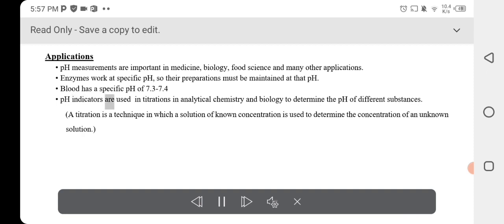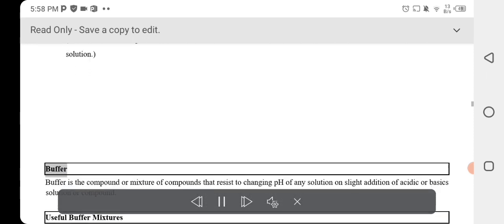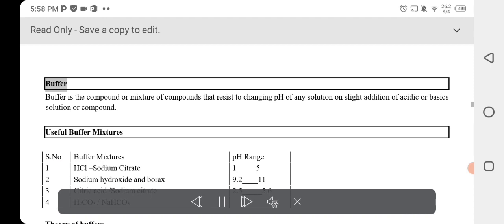pH indicators are used in titrations in analytical chemistry and biology to determine the pH of different substances. A titration is a technique in which a solution of known concentration is used to determine the concentration of an unknown solution. Buffer. A buffer is a compound or mixture of compounds that resists changes in the pH of a solution on slight addition of acidic or basic solution or compound.